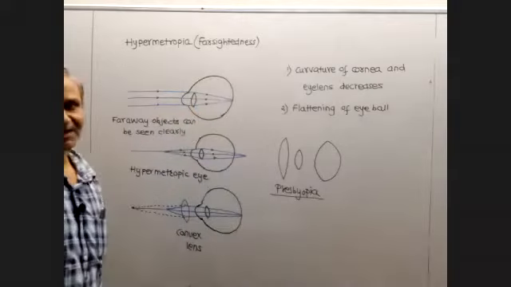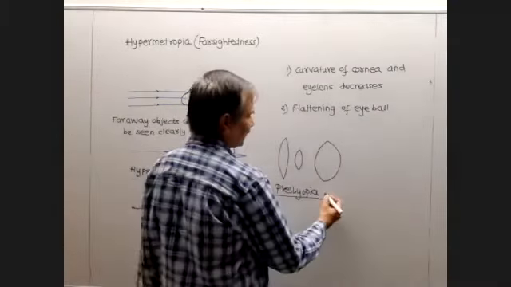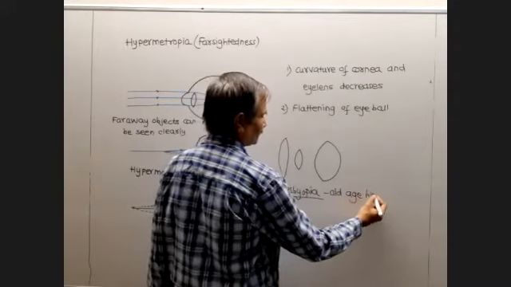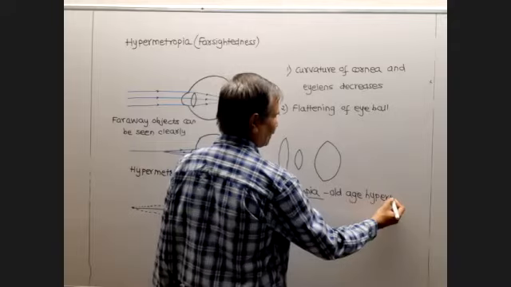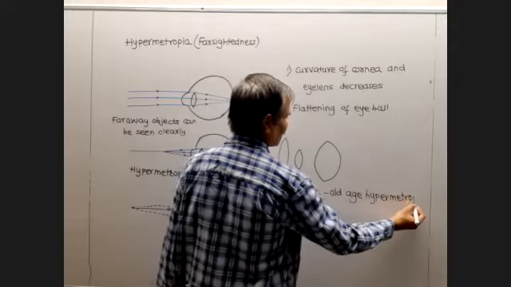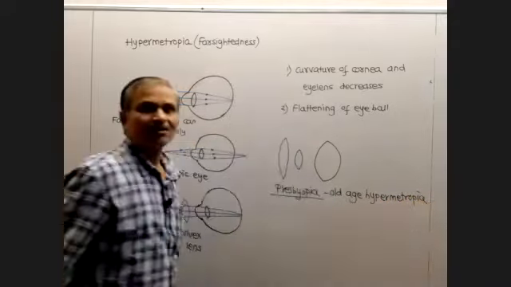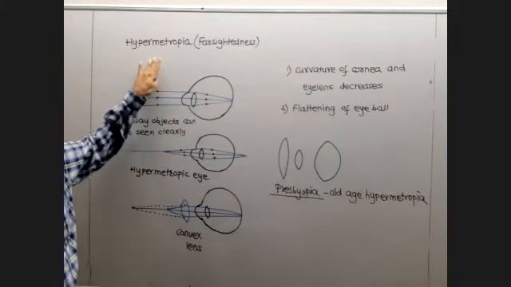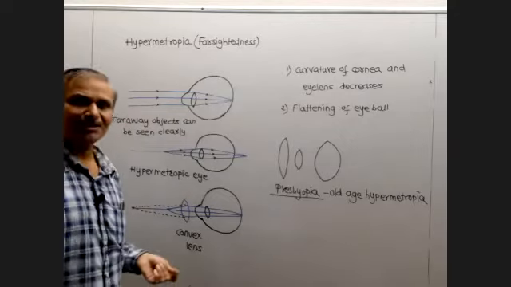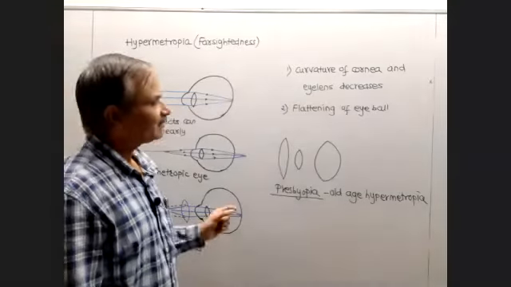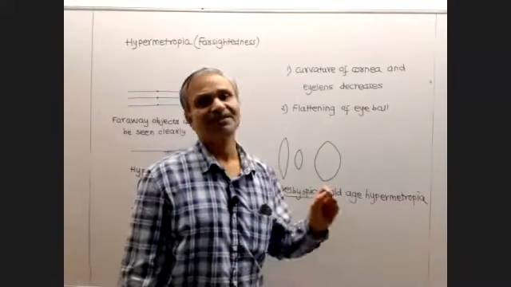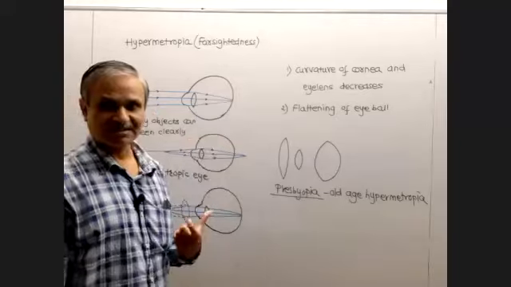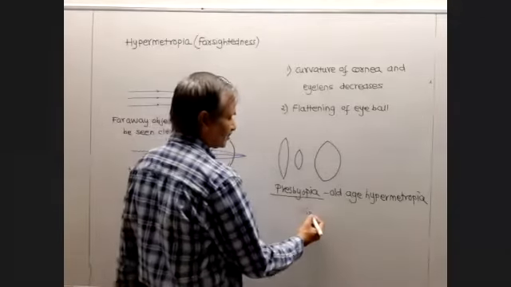This presbyopia is also called old age hypermetropia. Old age hypermetropia means, again, hypermetropia means what? We are not able to see the nearby objects clearly, but far away objects can be seen clearly. So why does this happen? Because in old persons, the ciliary muscles become weak.